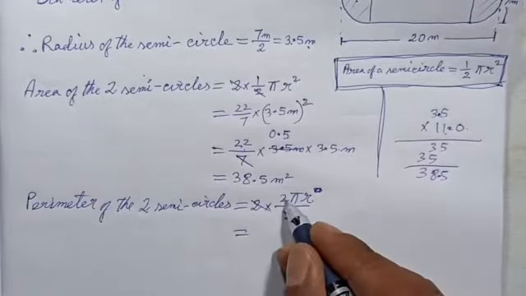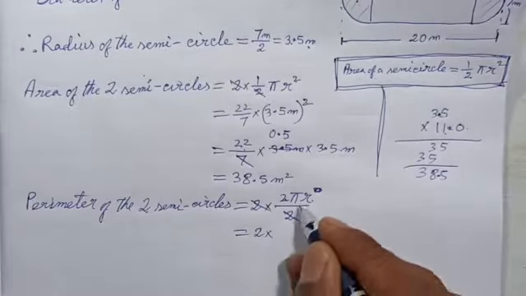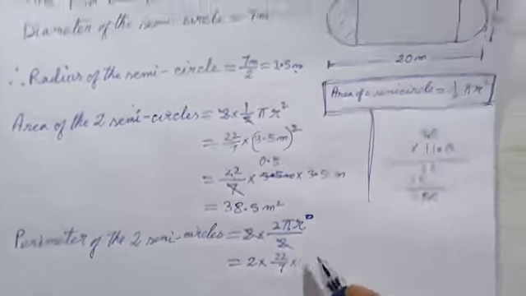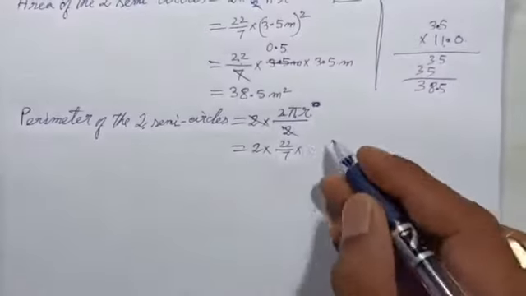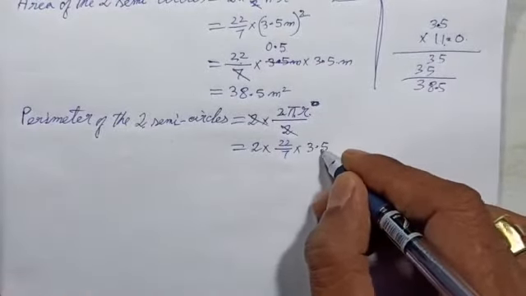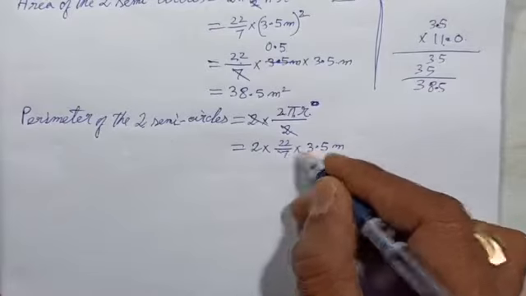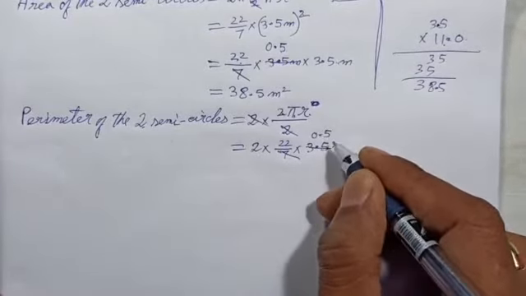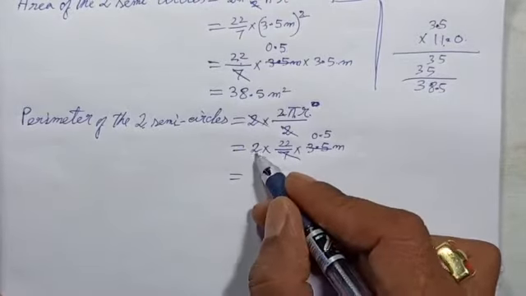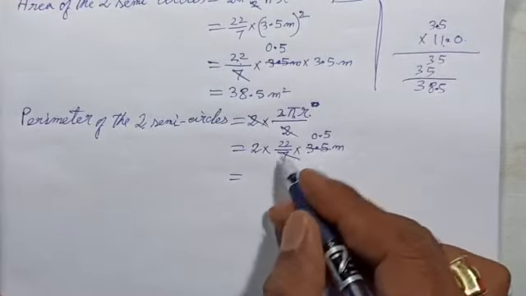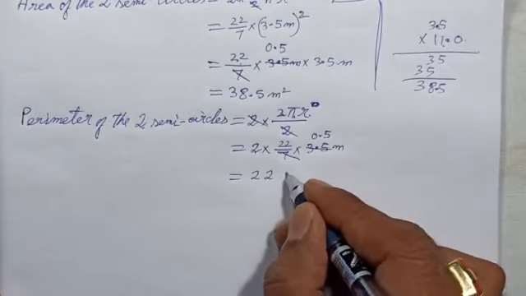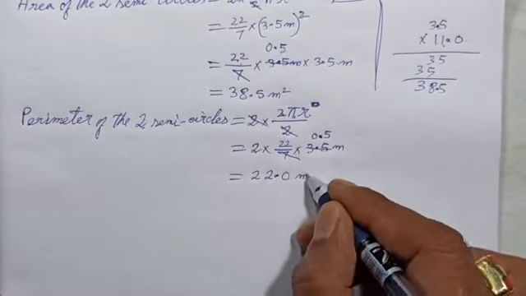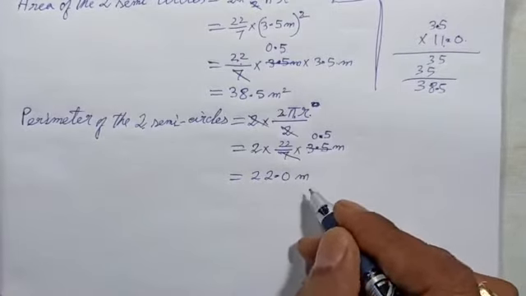So the pi value is 22 by 7. The radius here is 3.5 meter. This 3.5, let's divide by 7, then we will get 0.5. If we multiply this by 5 times 10, 10 into 22 is 220. Since there is a decimal point, we have to put the decimal point here, then we are getting 22.0 meter.